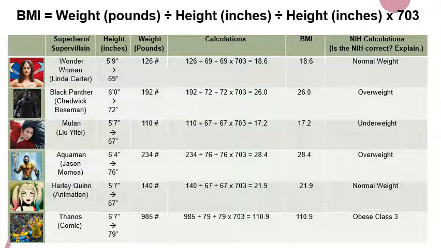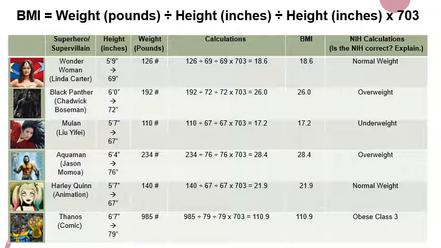So the formula for BMI is BMI equals weight in pounds divided by height in inches and divide again by height in inches times 703. So let's look at the superhero and supervillain BMIs. So we need your height and your weight. We'll do the calculation together, and then we'll figure out the BMI, and we'll look at the NIH calculations, whether they're correct or not. So Wonder Woman.